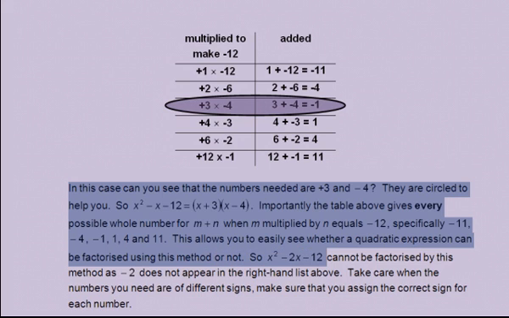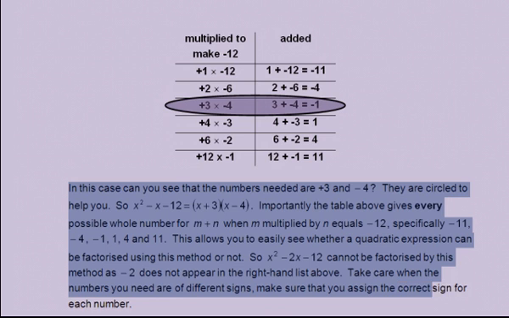So, x squared minus 2x minus 12 cannot be factorised by this method, as minus 2 does not appear in the right-hand list above. Take care when the numbers you need are of different signs. Make sure that you assign the correct sign for each number.